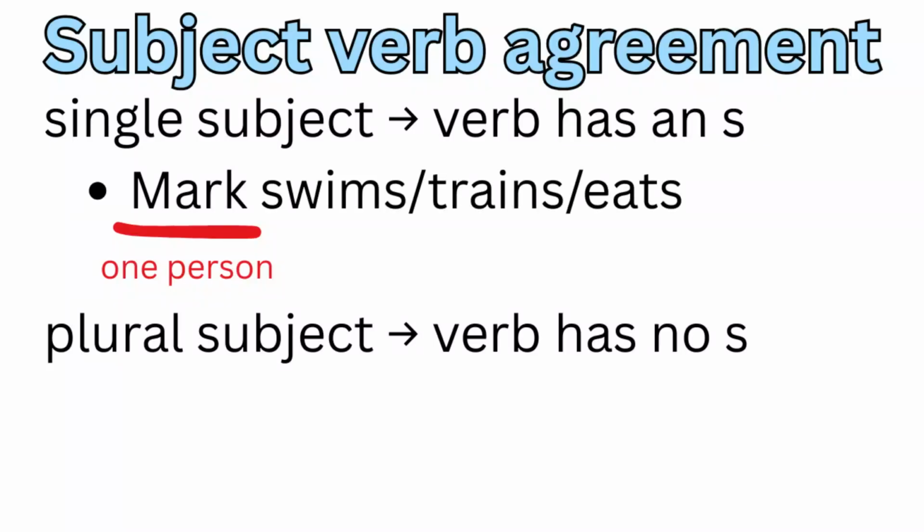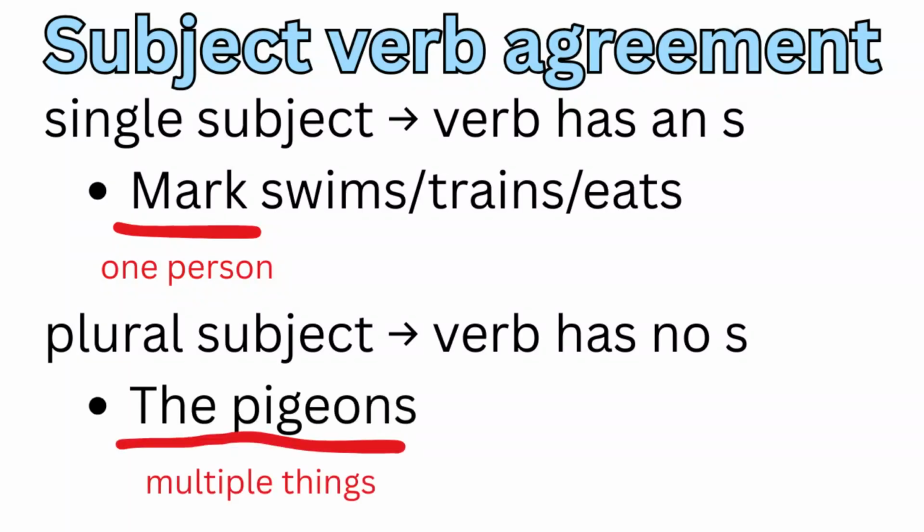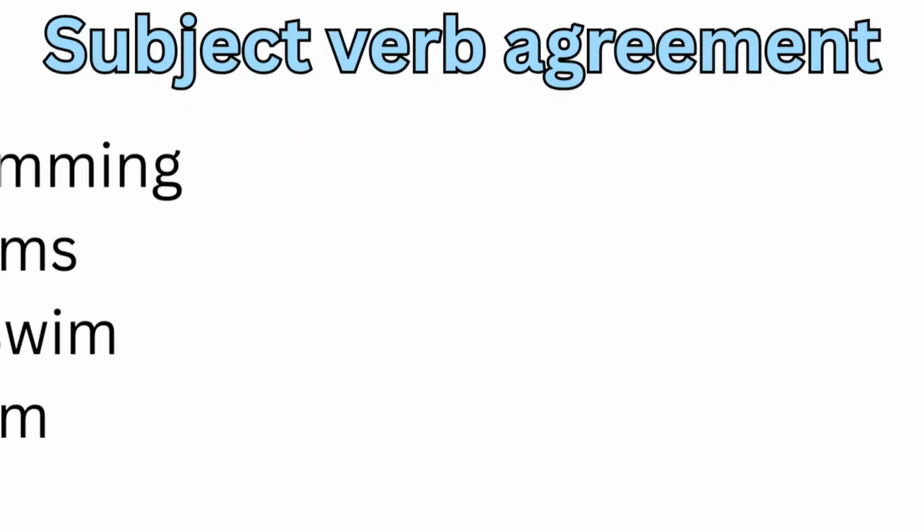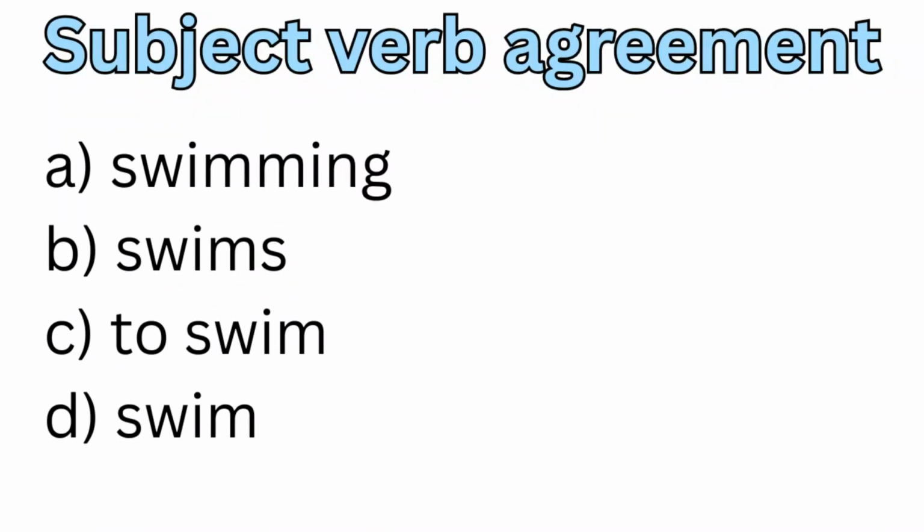Those are all verbs that have an S at the end. But if I had multiple people or multiple things, let's say the pigeons swim, the pigeons train, the pigeons eat, none of those verbs have an S at the end. So the way you're going to know you're dealing with a subject-verb agreement question is you're going to look at the answer choices and see a bunch of different verb forms.